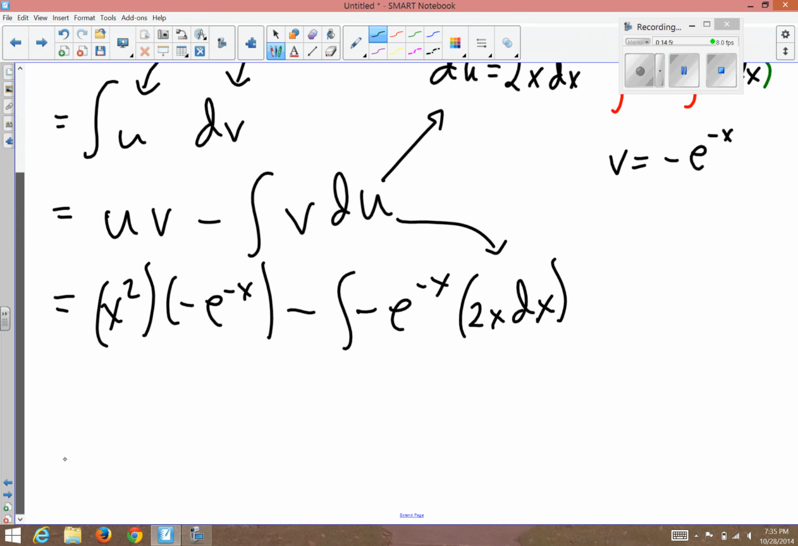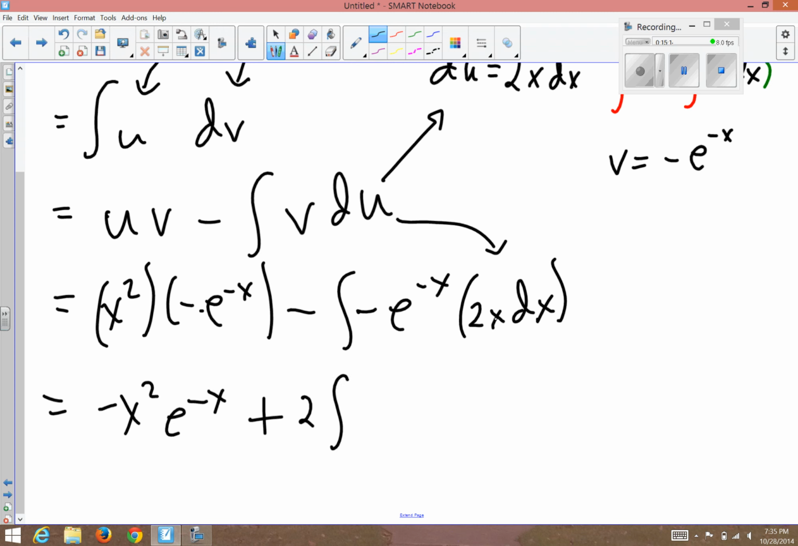So I'm going to rewrite this a little bit. This is a positive times a negative. So we have negative x squared e to the negative x. Two negatives here, so we'll say plus. This 2 can go to the left of this integral. The x that's way over here, I'm going to put it at the beginning.